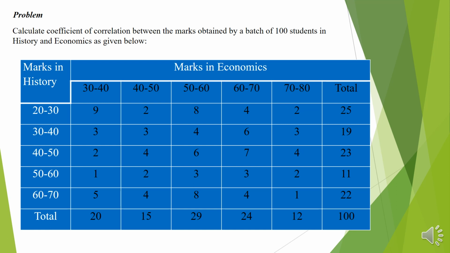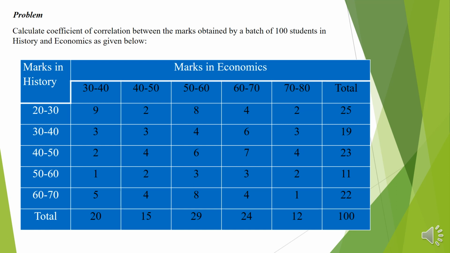Similarly, 40 to 50 in history, there are 2 students who have scored between 30 to 40 in economics, and 40 to 50 in history, there are 4 students who have also scored 40 to 50 in economics. Students who have scored 40 to 50 in history, there are 6 students, and in economics they have scored 50 to 60. Then 40 to 50 in history, there are 7 students who have scored 60 to 70 in economics. Then 40 to 50 in history and 70 to 80 in economics, there are 4 students, and therefore the total number of students who have scored 40 to 50 is 23.